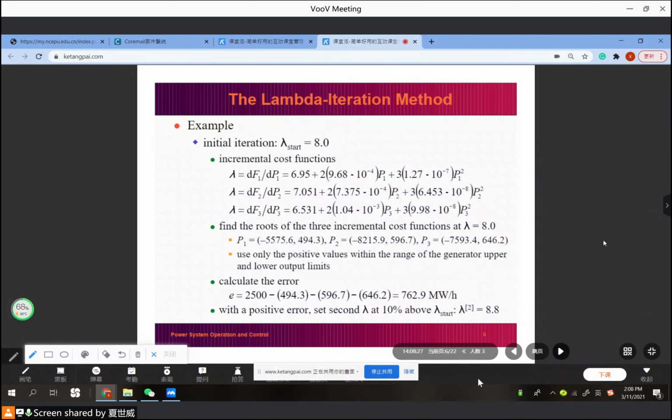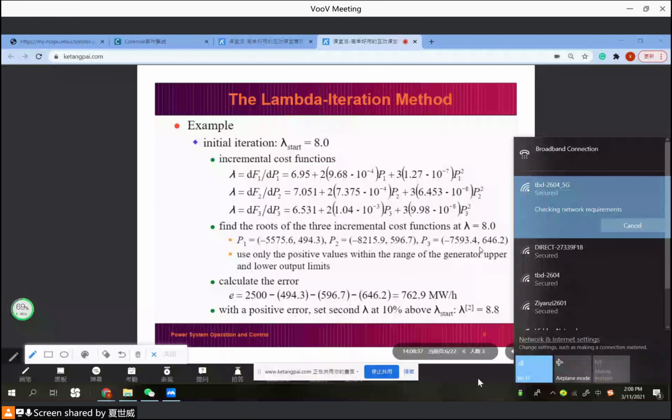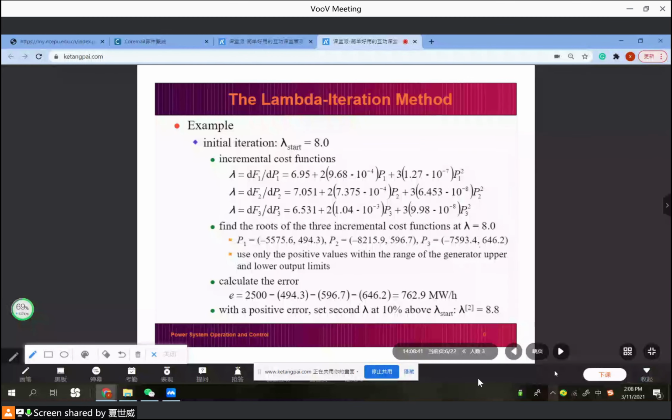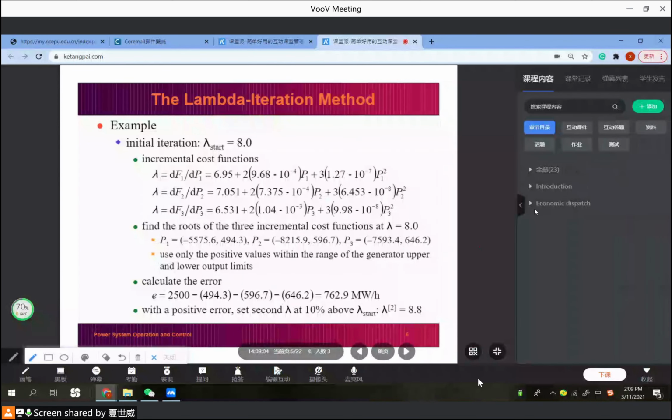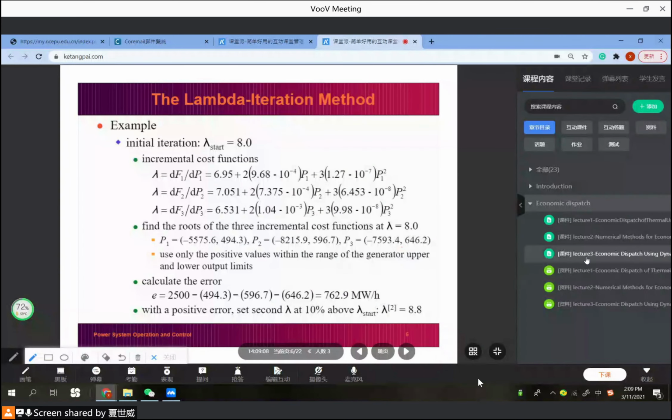In this class, I will show you some special methods to solve economic dispatch problems which don't have a derivative, or where the derivative is not continuous. So let's continue with economic dispatch, Lecture 3.